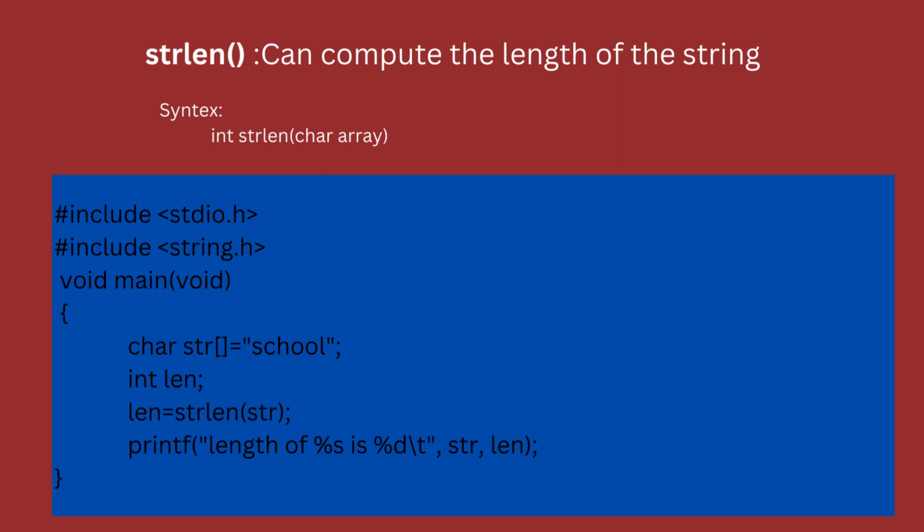So we use the format specifier percentage s for the string and percentage d for the integer. It will print length of school is 6, and slash t is nothing but a tab in the output stream. So I think it will be clear to you. If you have any query related to the strlen function, please comment me.